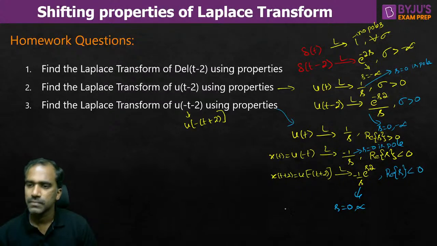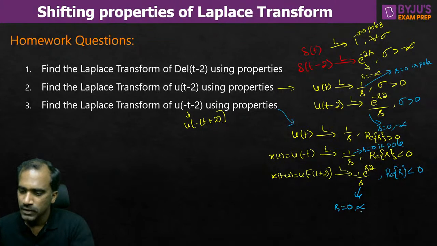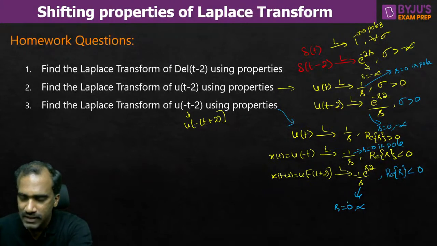So, when the time shifting property is applied, the ROC might change sometimes, like this. The ROC may not change sometimes. You just have to be carefully observant about it. So, we'll take more examples in the next slides, so you'll understand it better.